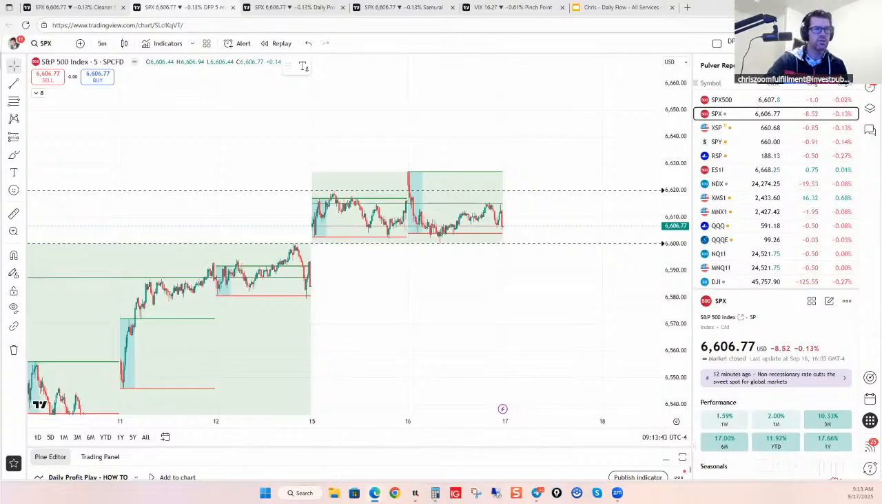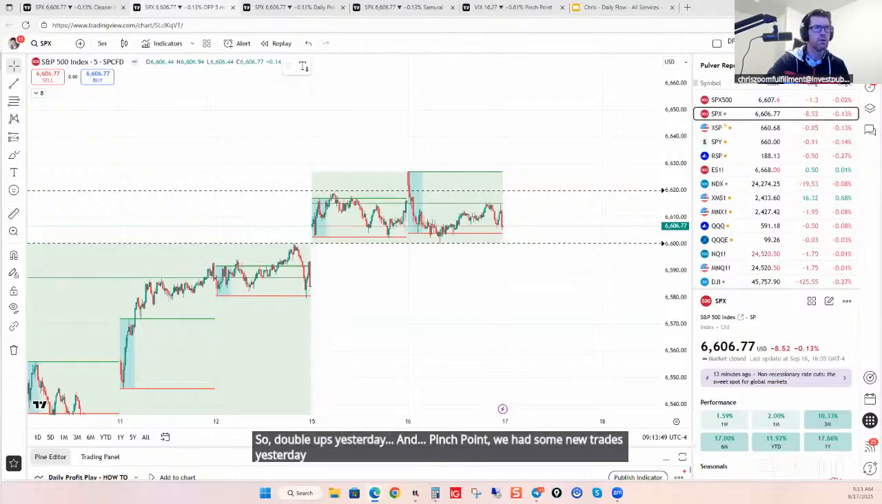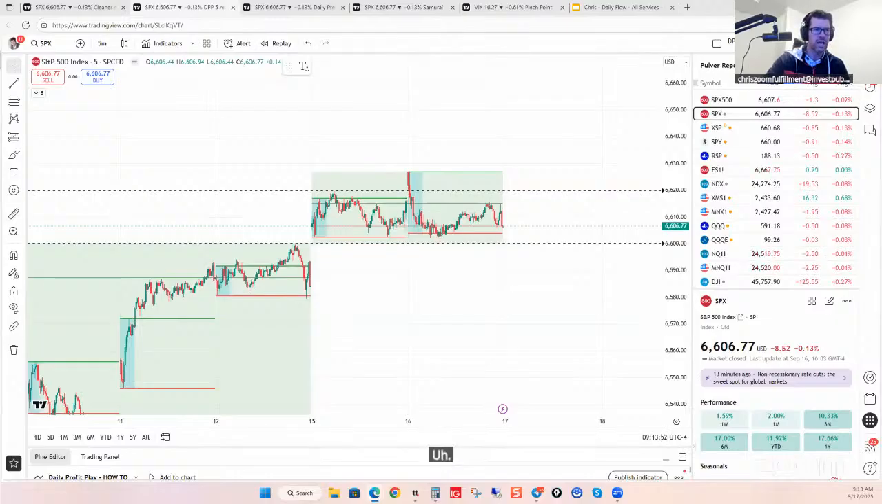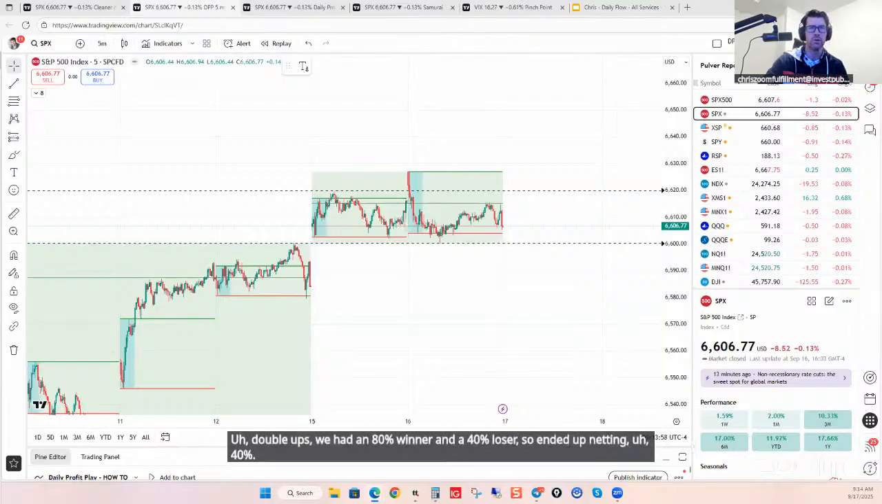So double ups yesterday and pinch point. We had some new trades yesterday with the scanner. Double ups, we had an 80% winner and a 40% loser. So ended up netting 40% return. Not bad.